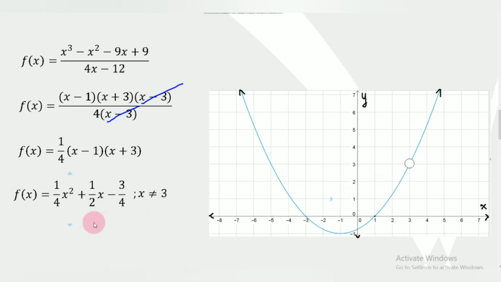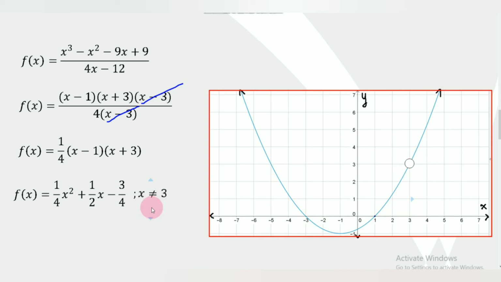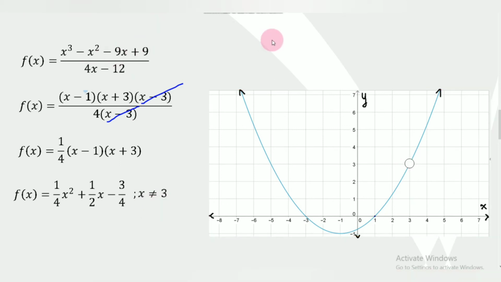And how to sketch it quickly? Of course, you need to recall everything about quadratic functions: how to find the vertex, how to find the x-intercept, how to find the y-intercept, and then sketch it. Don't forget to add the removable discontinuity, since of course we are talking about a rational algebraic function.